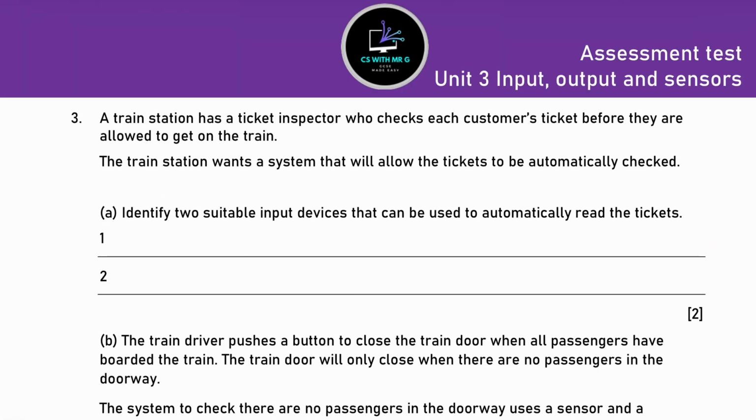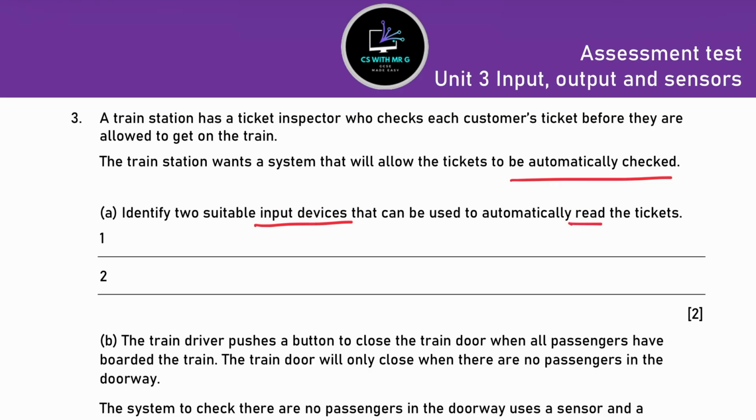Question 3, we have a train station, and the ticket inspector at the train station checks each customer's tickets before they are allowed on the train. The train station wants a system that will allow the tickets to be automatically checked, and we need to identify 2 input devices in order to read the tickets.